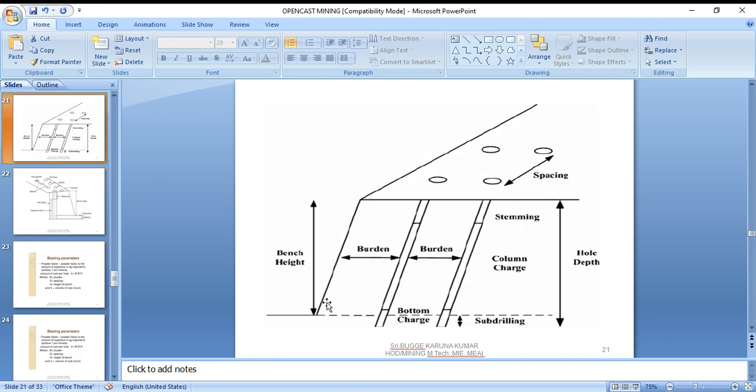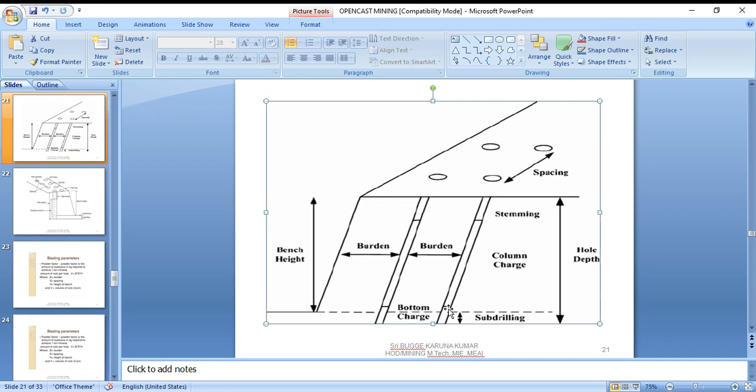Here, if the subgrade is not there, subgrade does not happen. So from here to here, the explosive column is there. Here to here, the explosive column is there. If the explosive stemming is not properly maintained, what happens? The entire influence will be around this area.